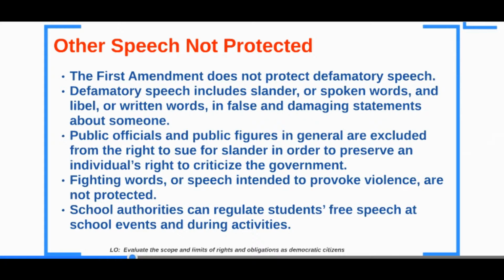The same thing can be done if a newspaper prints an article about somebody that makes claims the newspaper knows are false. It could be sued, once again, for libel. Now, public officials and public figures in general are excluded from the right to sue for slander in order to preserve an individual's right to criticize the government. So generally speaking, public officials and even public figures have less protection. It is much harder for them to sue for libel or slander.